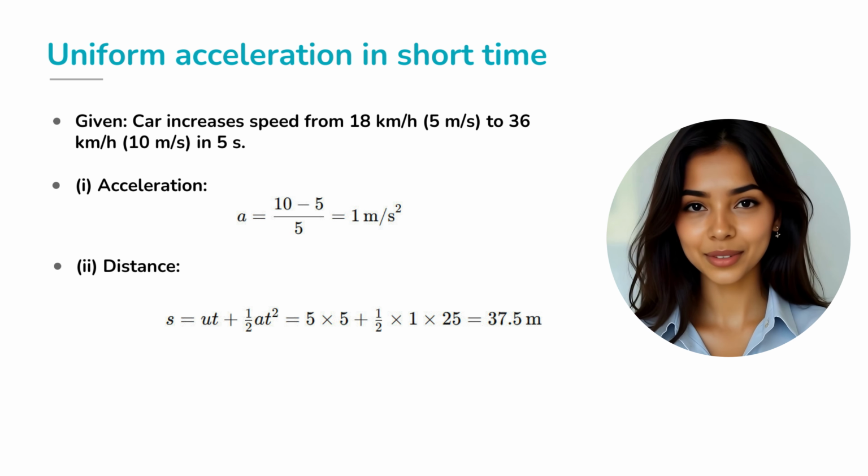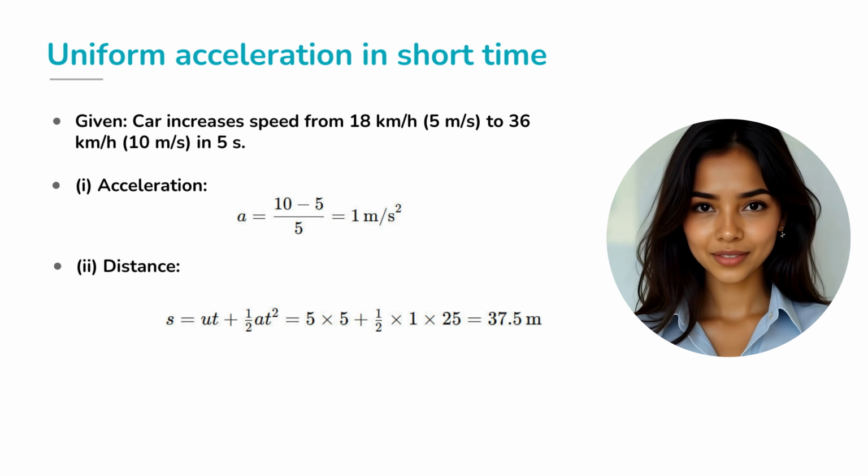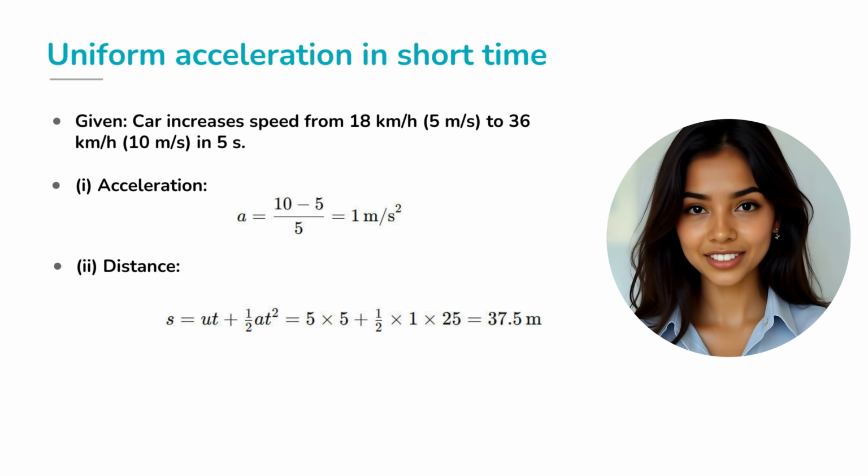Now, displacement using the second equation, s equals ut plus 1 by 2 at squared. That's 5 times 5 plus half times 1 times 25, which is 37.5 meters. So the car's acceleration is 1 meter per second squared, and it covers 37.5 meters in 5 seconds.